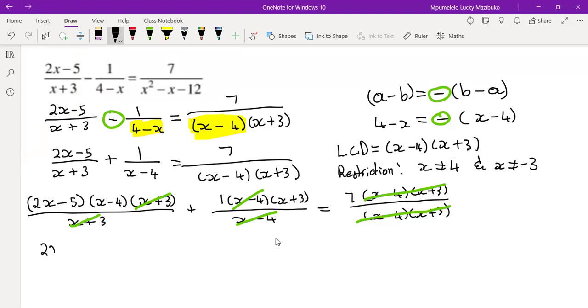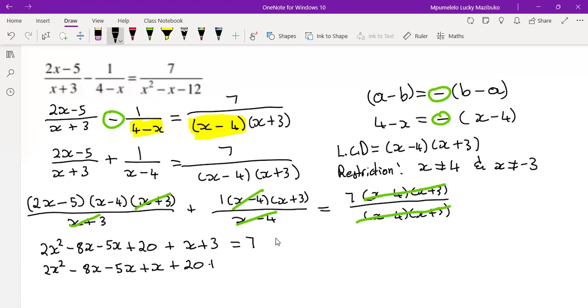FOIL into. So you'll get 2x squared, or distribute, minus 8x minus 5x plus 20 for this particular one. And this one will be plus just x plus 3 because it's multiplied by 1. And then this should be equals to 7. Now, when you group your like terms, so 2x squared, let me start by grouping like terms, even though I know some of you can go straight to the answer without grouping the like terms. But it's easier to show everyone what actually happened.